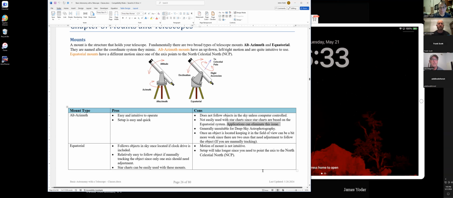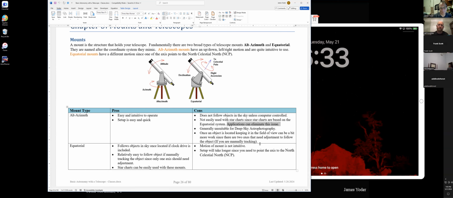The cons of it is the motion of the mount is not intuitive. Pointing to an object isn't just a matter of slewing up and over. You have a motion that's diagonal instead. So it can be a little more tricky to find an object using that. Setup will take longer since you need to point to the North Celestial Pole. And of course, I mean, it can go pretty quick.